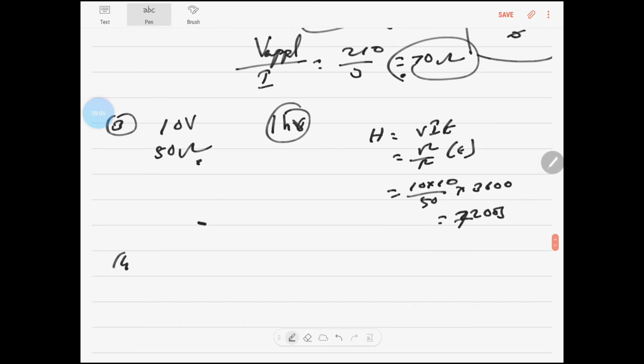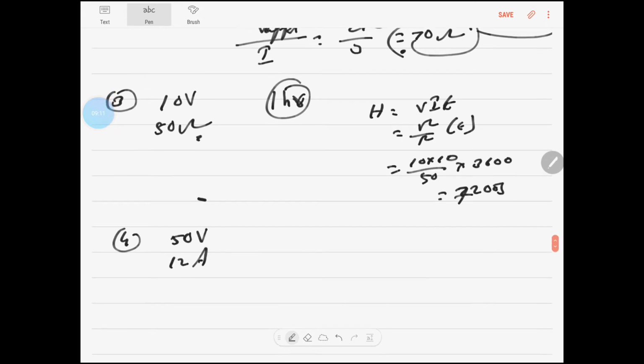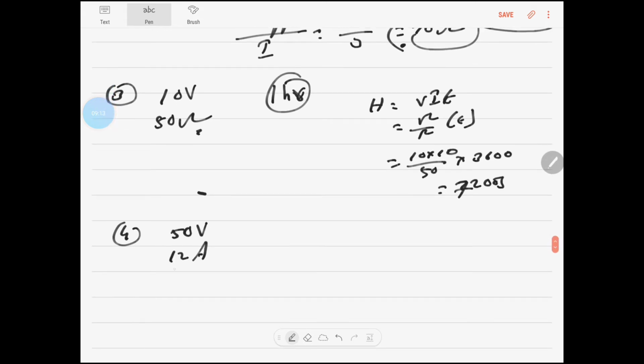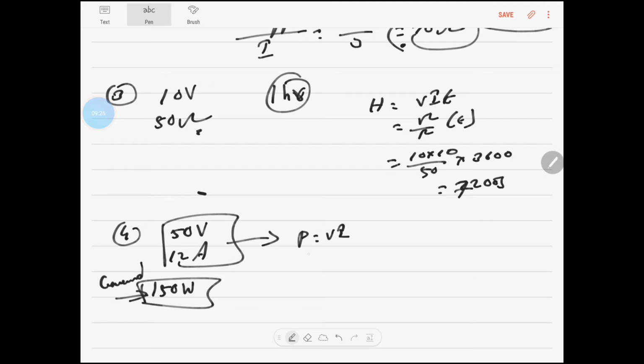Let's go to the fourth question of the day. A 50 volt battery draws a current of 12 amps if a motor yields a mechanical power of 150 watts. 150 watts. Yields means power consumed. Power supplied we can find using P is equal to VI, which is 50 into 12. So 600 watts is the power supplied.